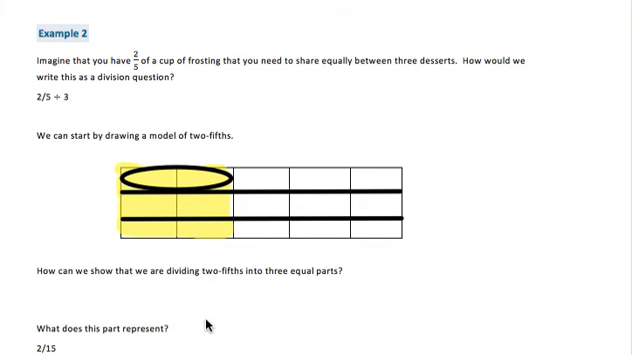Again, showing mathematically, we can show that 2/5 times 1/3, because we divided into thirds, equals 2/15. We're going to continue on in the exercises, not only representing with models, but also showing how we use multiplication to solve these problems.